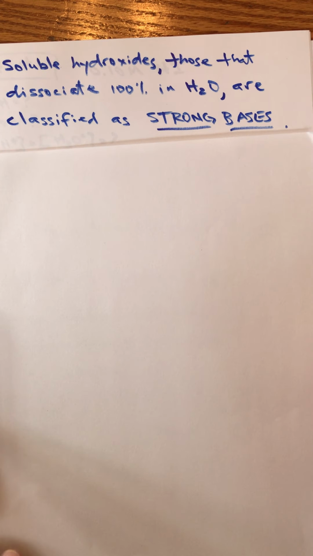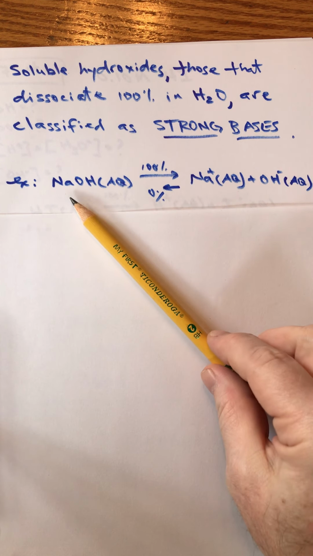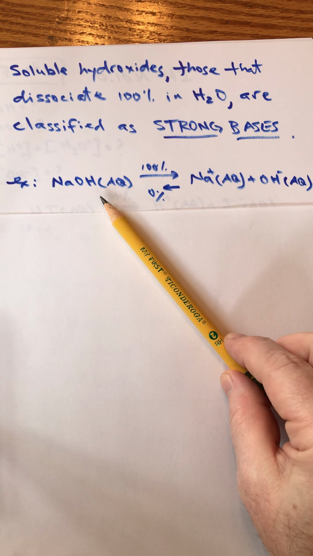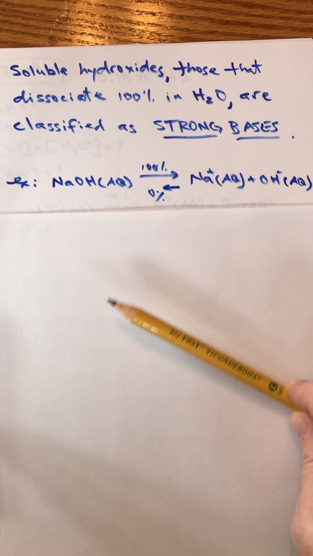Now, the strong bases are the soluble hydroxides. Hydroxides generally don't like to dissolve, but Table F tells us that if they're with group 1, they do, and there are some other exceptions. Soluble hydroxides are ones that dissociate 100% in water. For example, if I had some sodium hydroxide in water, 100% forward, 0% backward, you're going to get sodium ions and hydroxide ions.